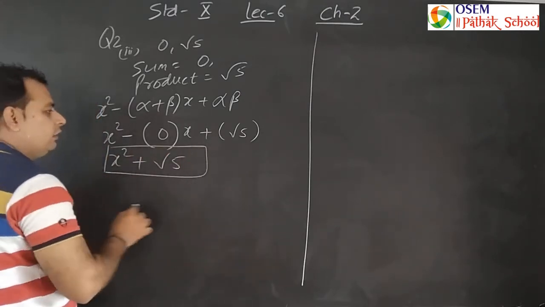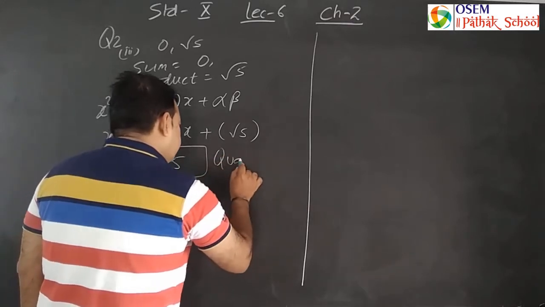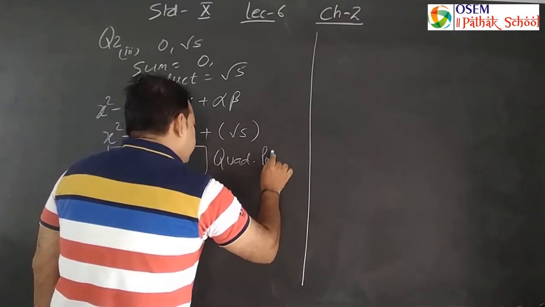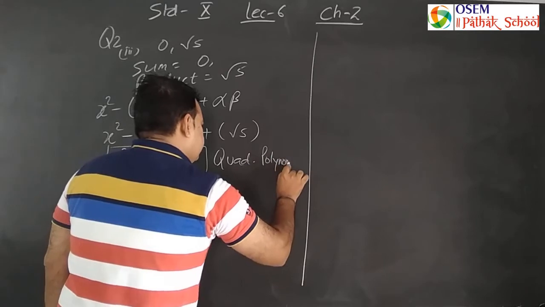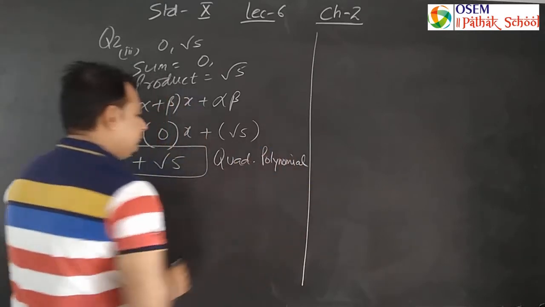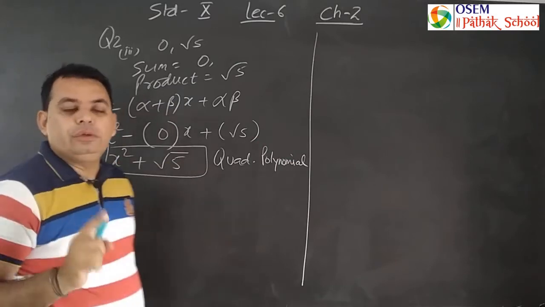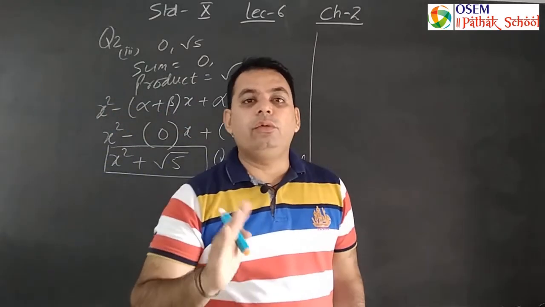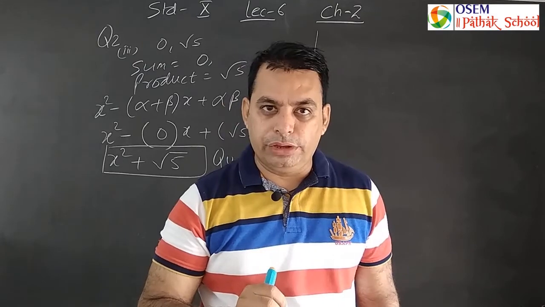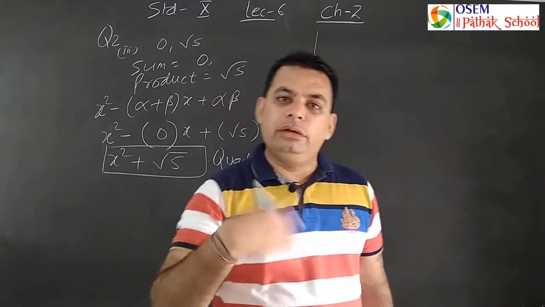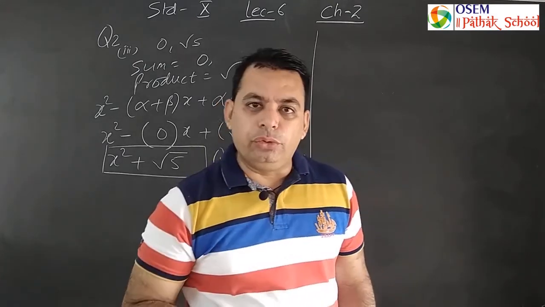This is a quadratic polynomial because it is in the form, see, x square. Whenever you get an x square, that is a quadratic polynomial. Okay, and the third and the fourth, the next two questions I am giving to you for your practice.